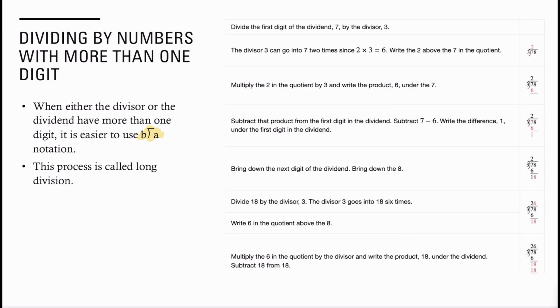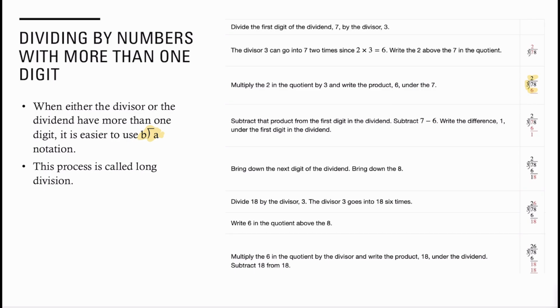So you want to write down, in this example, 78 is the dividend and 3 is the divisor. The first step is we want to check the first digit of the dividend. In this case, it's 7. We want to see how many times 3 goes into that. Well, it goes in 2 times, and then we have 1 left over. So we would write the 2 above, and then we multiply the 2 and the 3. So this 3 here and this 2 multiply, and we get this 6 here.